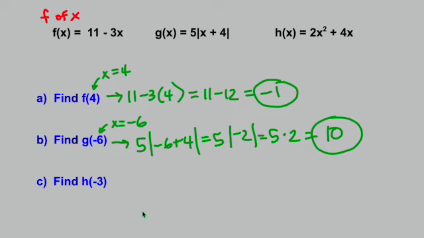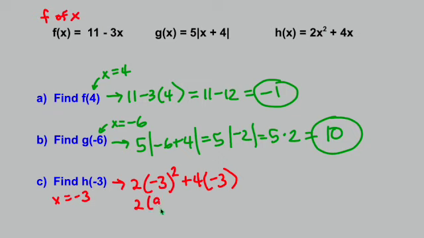Let's go to the last one. I'm going to change colors over to red. Let's go to the h equation because we have h of negative 3. So here's our equation over here. What we're going to do is plug in a value of x equals negative 3 into that equation. So we're going to take 2 times negative 3 squared plus 4 times negative 3. So let's go ahead and do the order of operations. Negative 3 squared is 9, so we get 2 times 9 plus 4 times negative 3. Let's do our multiplication next. 2 times 9 is 18.